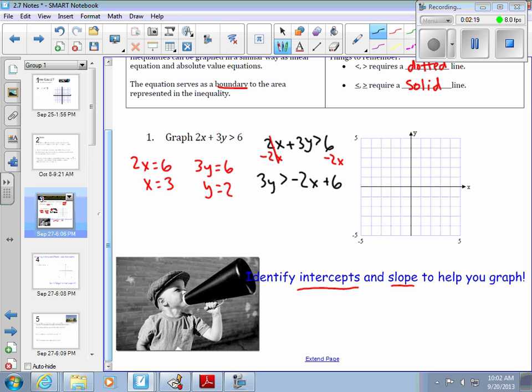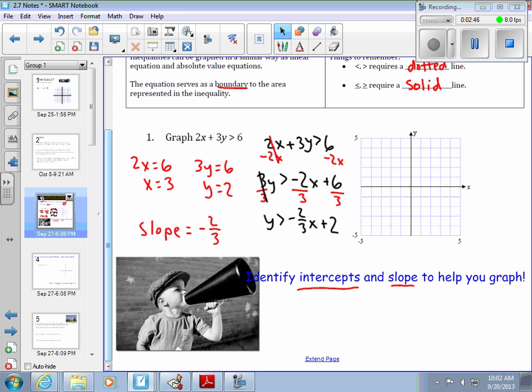Now we got to get rid of this 3. So now we're dividing by 3, and we divide everything by 3. Since 3 is a positive number, we don't need to change the direction of the sign. So it'd be y is greater than negative 2/3 x plus 2. So our slope in this one is negative 2/3. It's the number in front of x. All right, let's graph this one out.